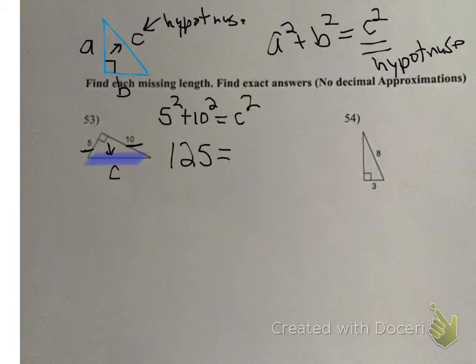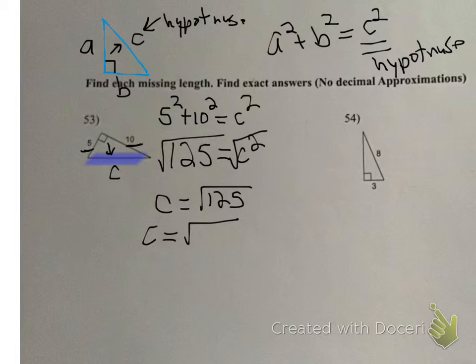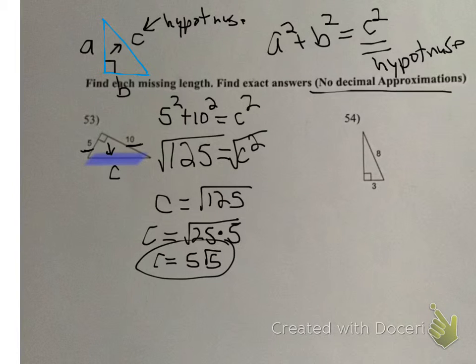We get 125 equals C squared. We square root both sides. And we get C equals the square root of 125. So with square roots, we want to make sure that we simplify this. If I look at that, I know that 125 is divisible by 25. So we get 25 times 5. The square root of 25 is 5. So our answer is 5 square root of 5. If you punch that in the calculator, it'll give you a decimal approximation, but our directions say no decimal approximation, so the correct answer is 5 square root of 5.